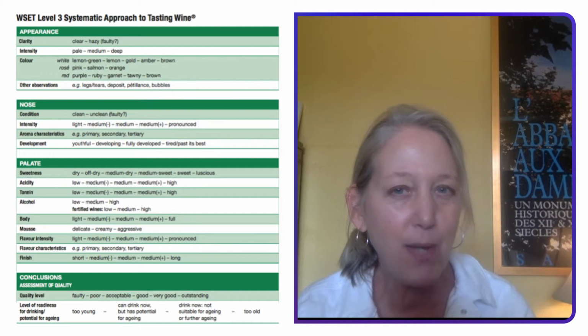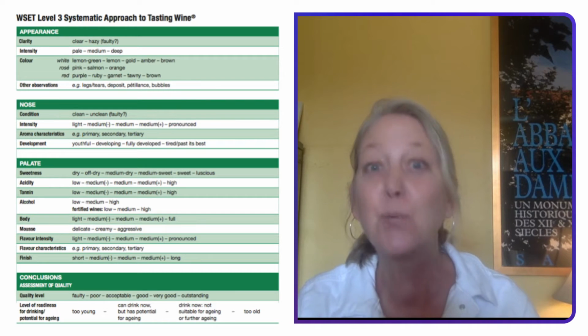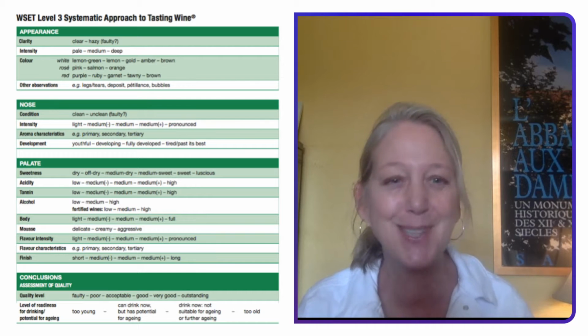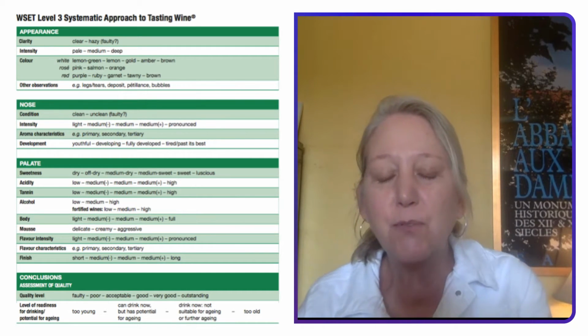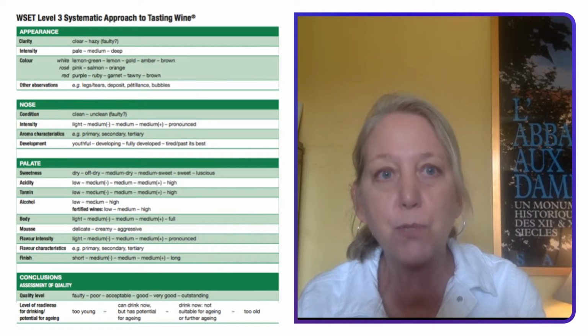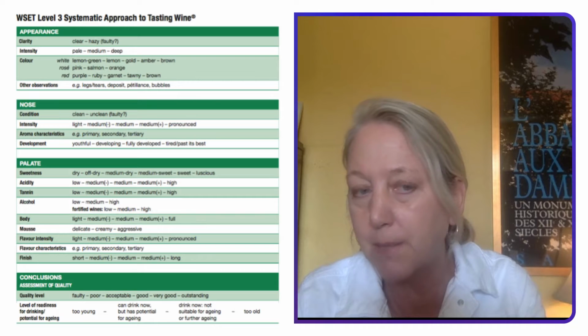Anybody know when you move it from ruby to garnet? It's when you see some orange or brown. I know some of you said it out there, said it to yourselves. So you're going to move it from ruby to garnet if you see some orange or brown. And that's generally going to indicate that there's been some age or maturity on the wine.